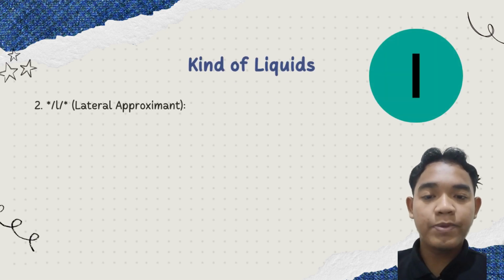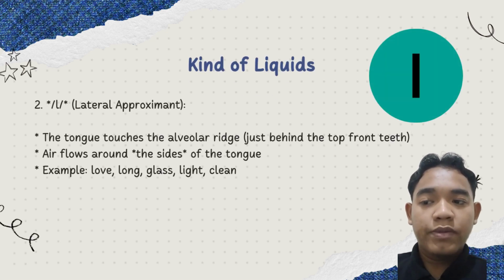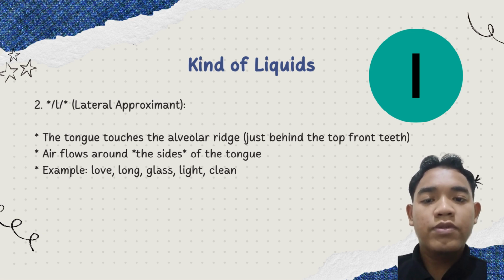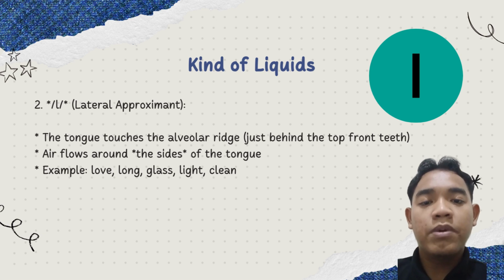Okay, the second type of liquid consonant is the L sound, or lateral approximant. A lateral approximant is a type of consonant articulation in which the airflow flows past the sides of the tongue rather than over it. It differs from other lateral consonants, such as lateral fricatives, where the airflow creates turbulence. A common example of a lateral approximant is the L sound.